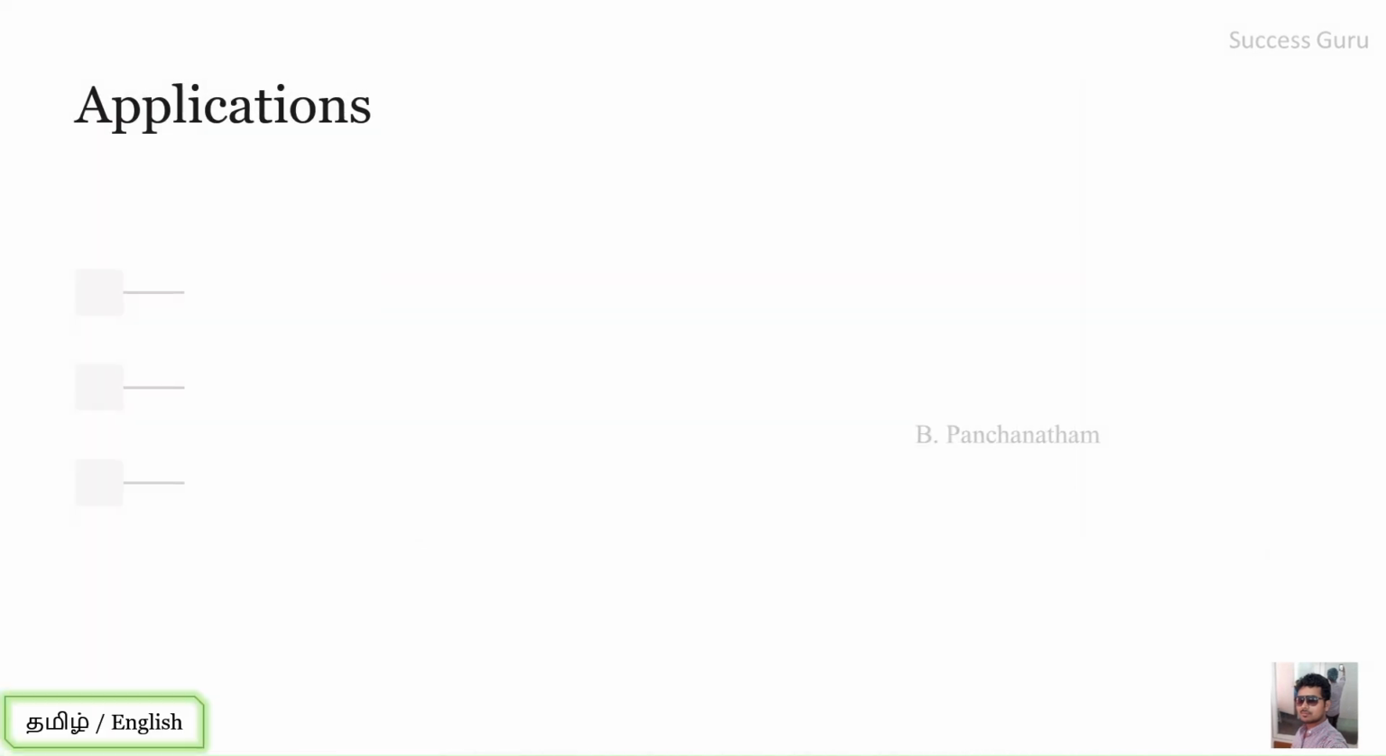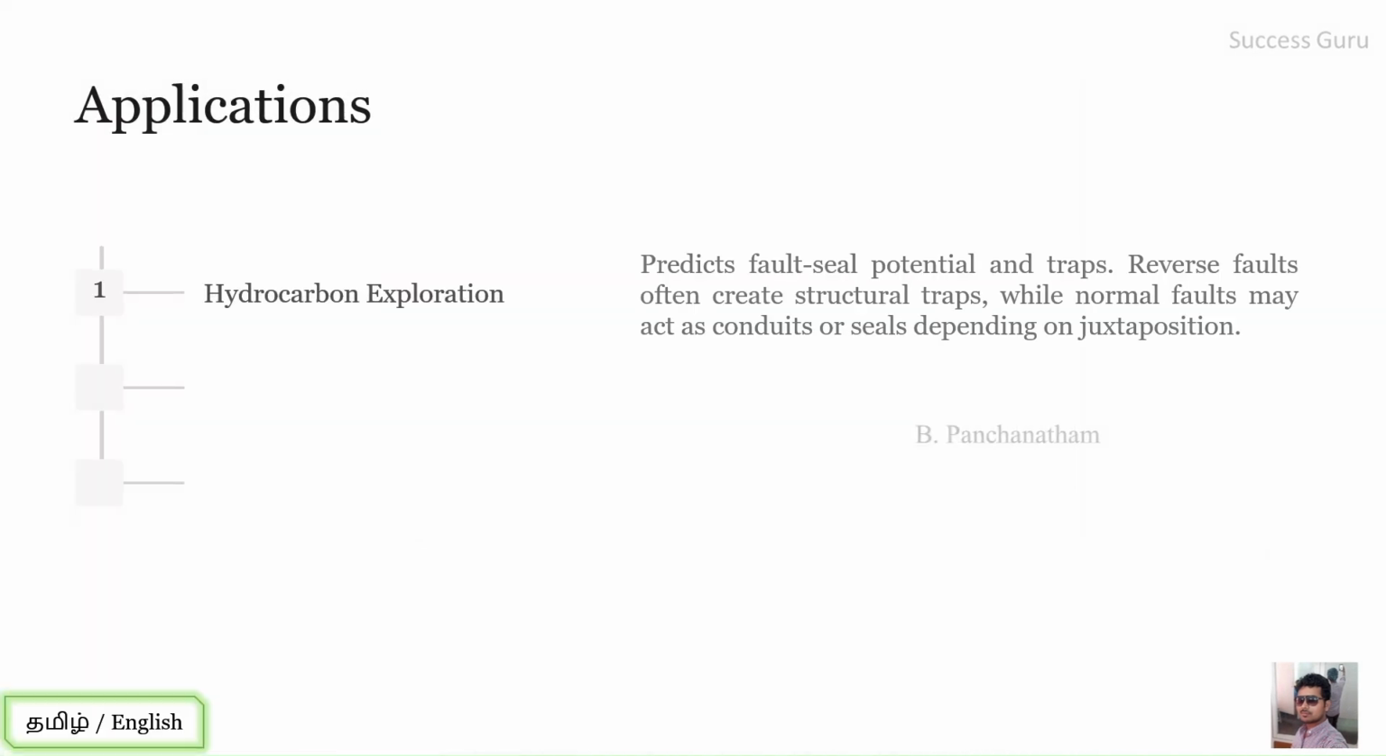So let us see some of the applications of Anderson theory of faulting. The very first application is hydrocarbon exploration. When you are dealing with hydrocarbon, we are mainly interested in finding the trap rock or the cap rock, right? Petroleum will form at some other location and migrate along the conduit that is present, and it will be trapped when there is a block in its movement. Like if there is an anticline, that could act as a trap for petroleum.